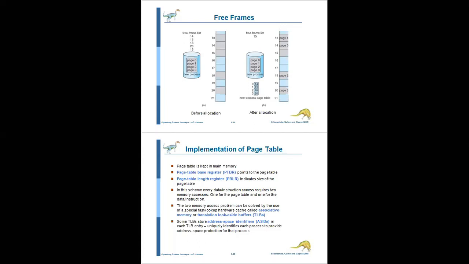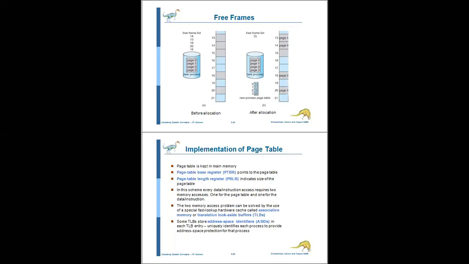So if the process requires n pages, how many frames does it require? At least n frames must be available. Why? Because each page of the process needs one frame. The process requires n pages, so n frames will be required. Is it right or not? One page of the process is equivalent to one frame.